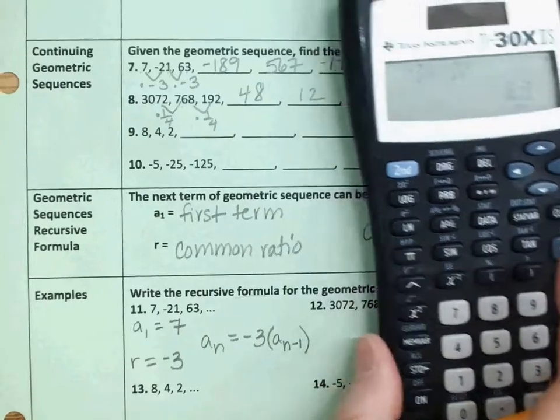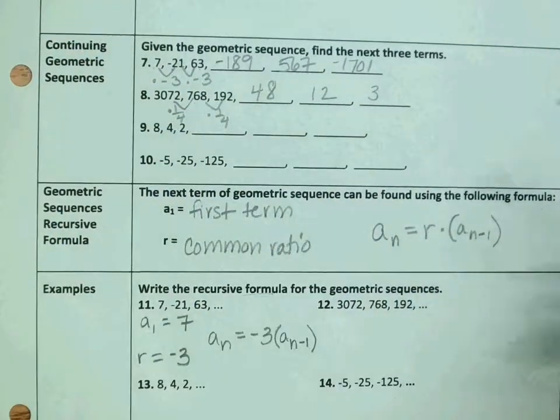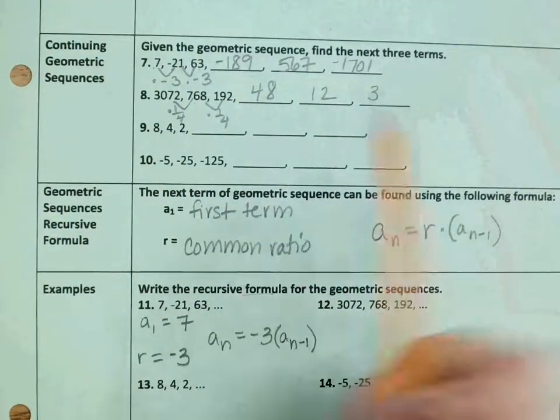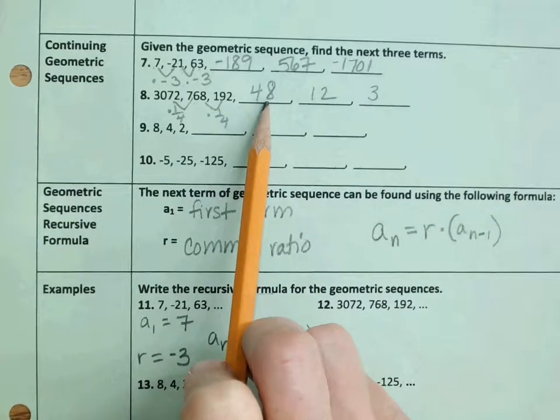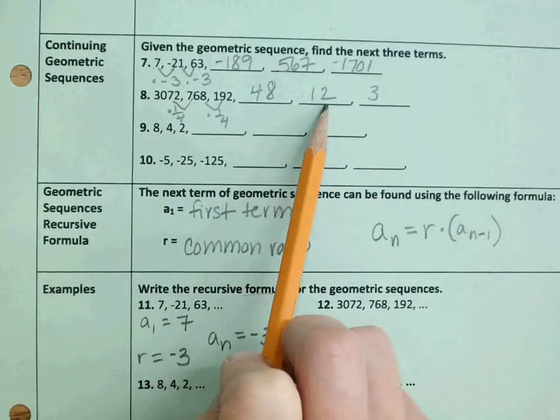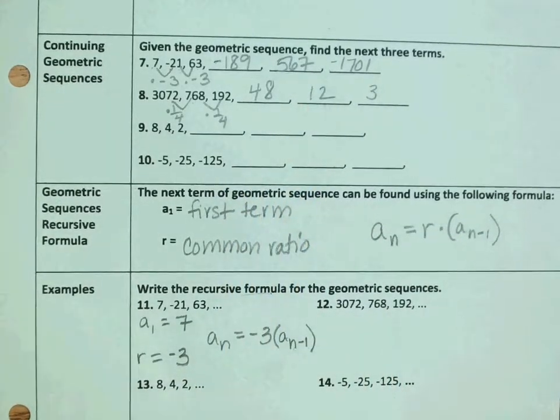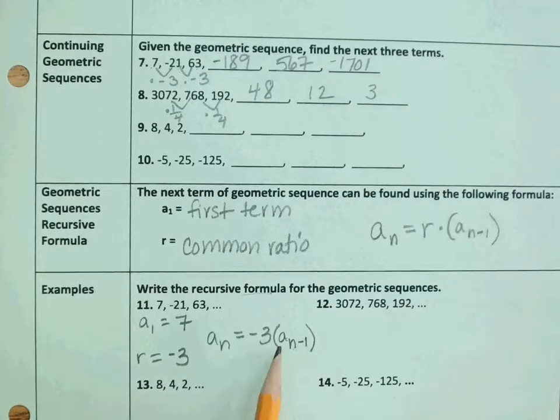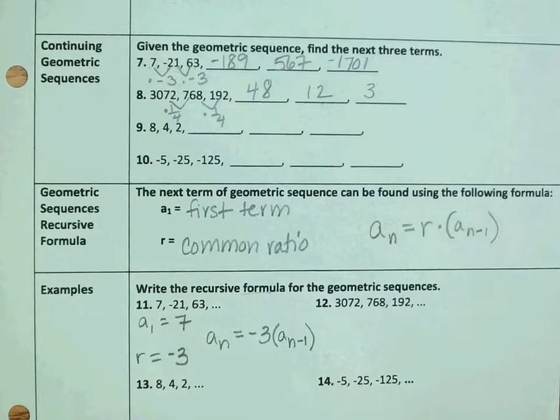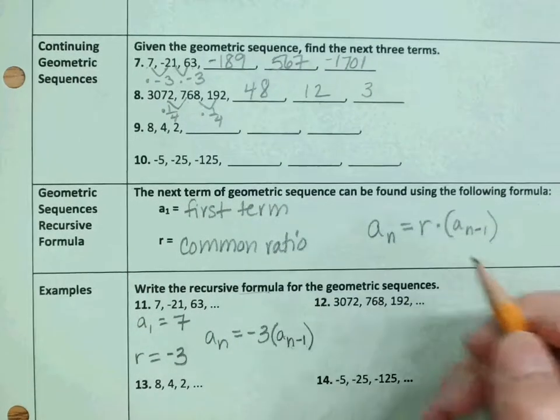So I want you to make the connection of what we're doing up here, where all we did was multiply by the common ratio by the previous term to get the next term. That's what recursive formula is, okay? It's just a fancy way of continuing a pattern, okay? Let's go ahead and do number 12 real quick.